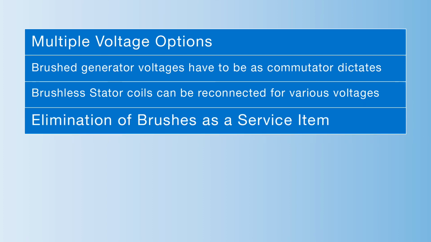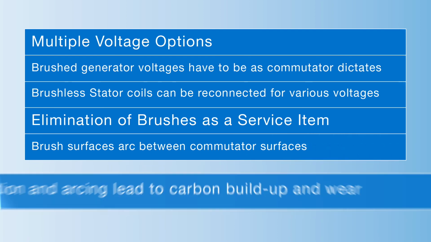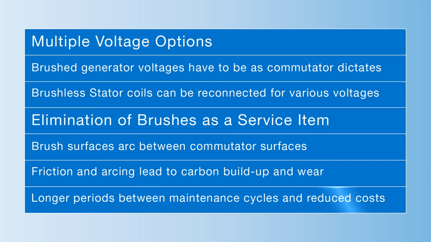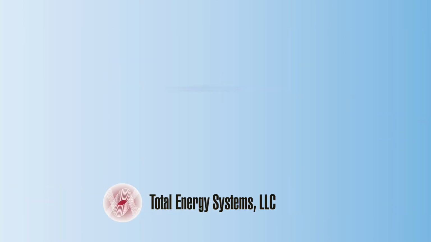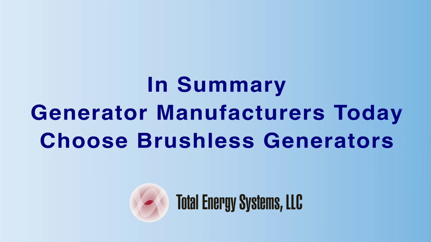The other major advantage is the elimination of brushes as a service item. Brush surfaces arc between commutator surfaces. Friction and arcing lead to carbon buildup and wear. Brushless generators have a longer period between maintenance cycles and reduced costs. In summary, generator manufacturers today choose brushless generators.